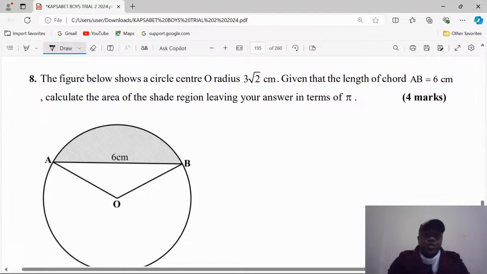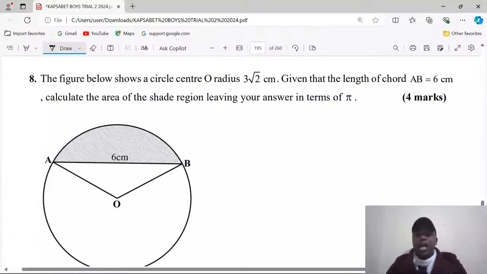The figure below shows a circle, center O, radius 3√2 centimeters. Given that the length of the chord AB equals 6 centimeters, calculate the area of the shaded region, leaving your answer in terms of pi.